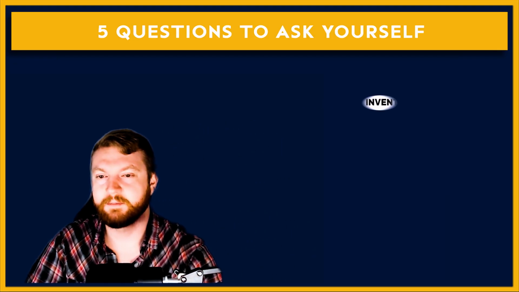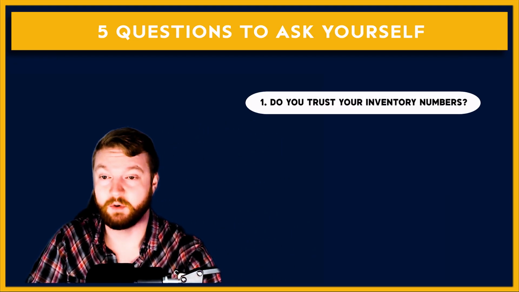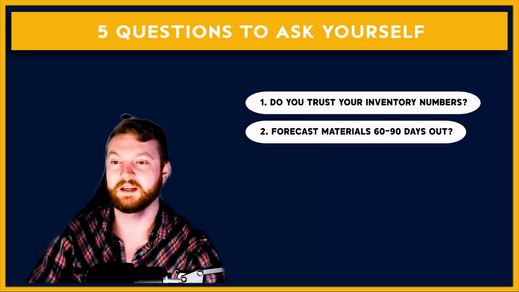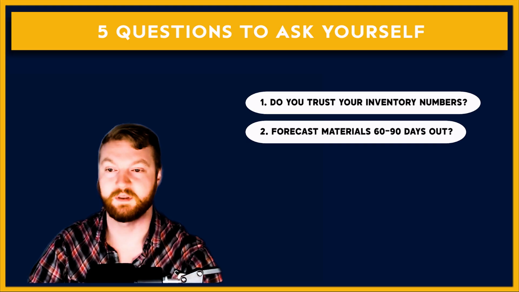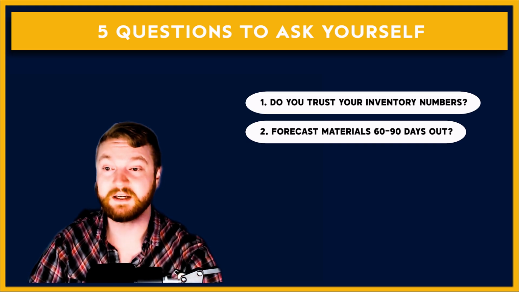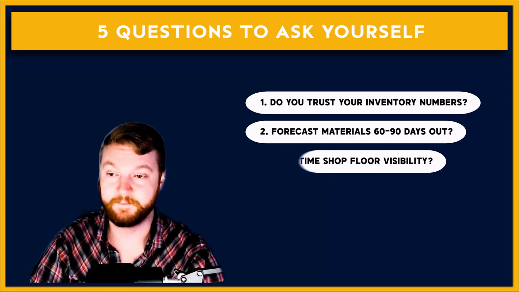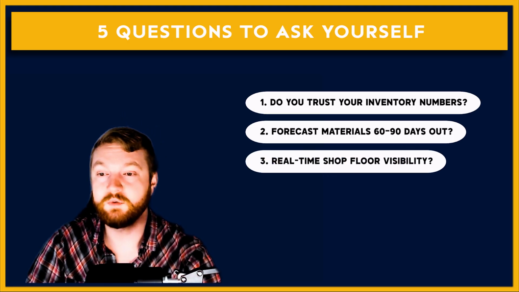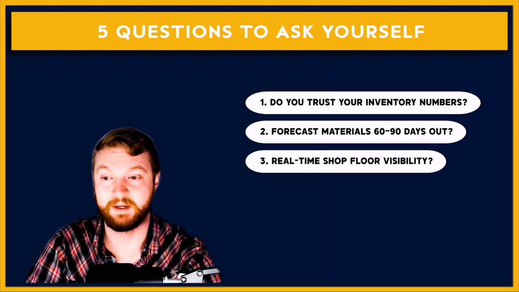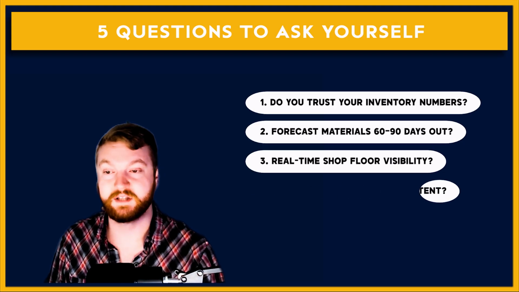There are 5 simple questions you should ask. Number 1, do you trust your inventory numbers? If no, that is an ERP problem. Fix that first. Number 2, can you forecast material needs 60 to 90 days out? If no, that is an MRP configuration problem, and these are usually integrated within your existing ERP. Number 3, do you know in real time what is happening on the shop floor? If not, that might be an MES problem, but this only works if the first 2 are stable.